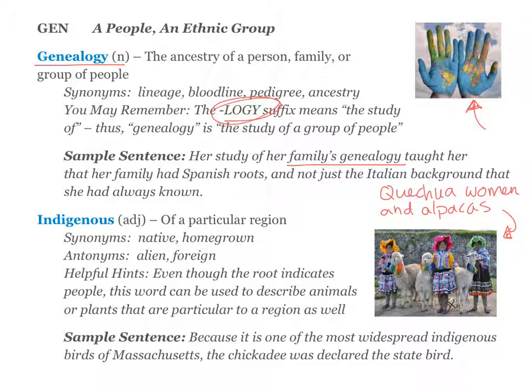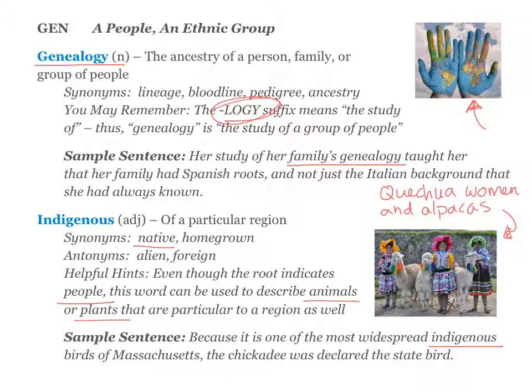Your next root is indigenous, which is an adjective and means of a particular region. Native is a good synonym for it. And your helpful hint reminds you that the word can be used to describe animals or plants as well as people. So indigenous people are people who have their roots in a certain area. Indigenous animals and indigenous plants would be ones that are naturally from that area, so not ones that were brought in from elsewhere. Your sample sentence tells you, because it is one of the most widespread indigenous birds of Massachusetts, the chickadee was declared the state bird.